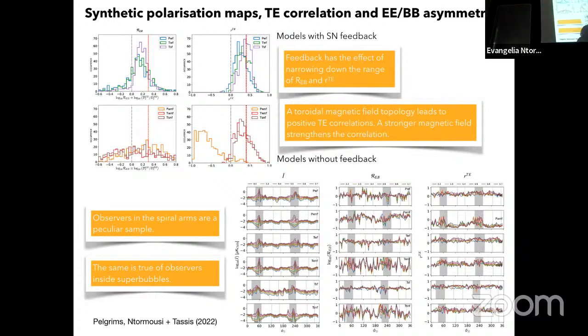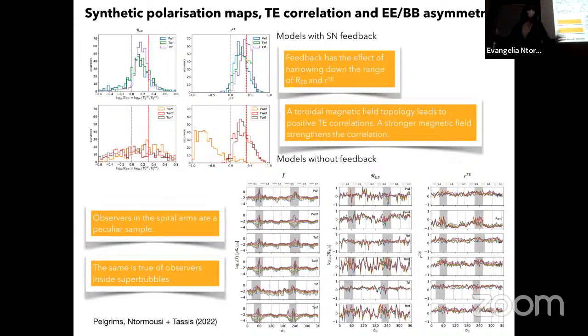REB and RTE. We did a Kolmogorov-Smirnov test to verify this, that the observers in spiral arms are a peculiar sample. They are more correlated to each other than to the general population. And the same is true of observers inside superbubbles.